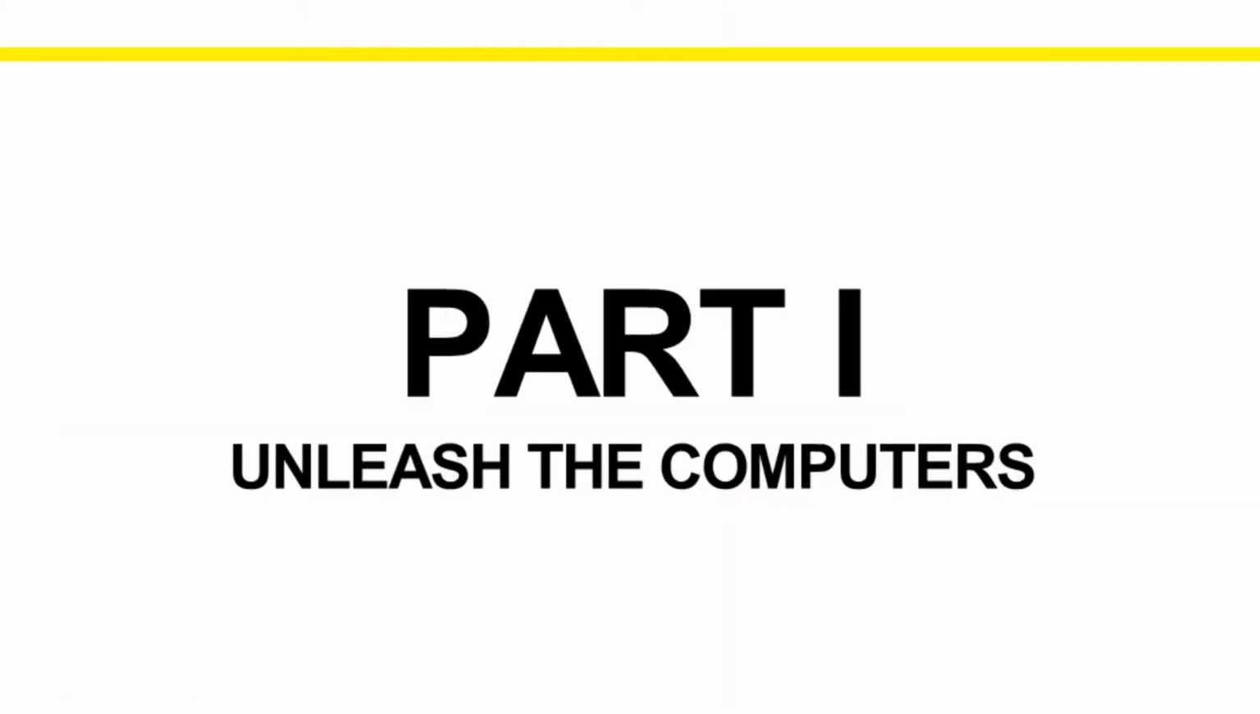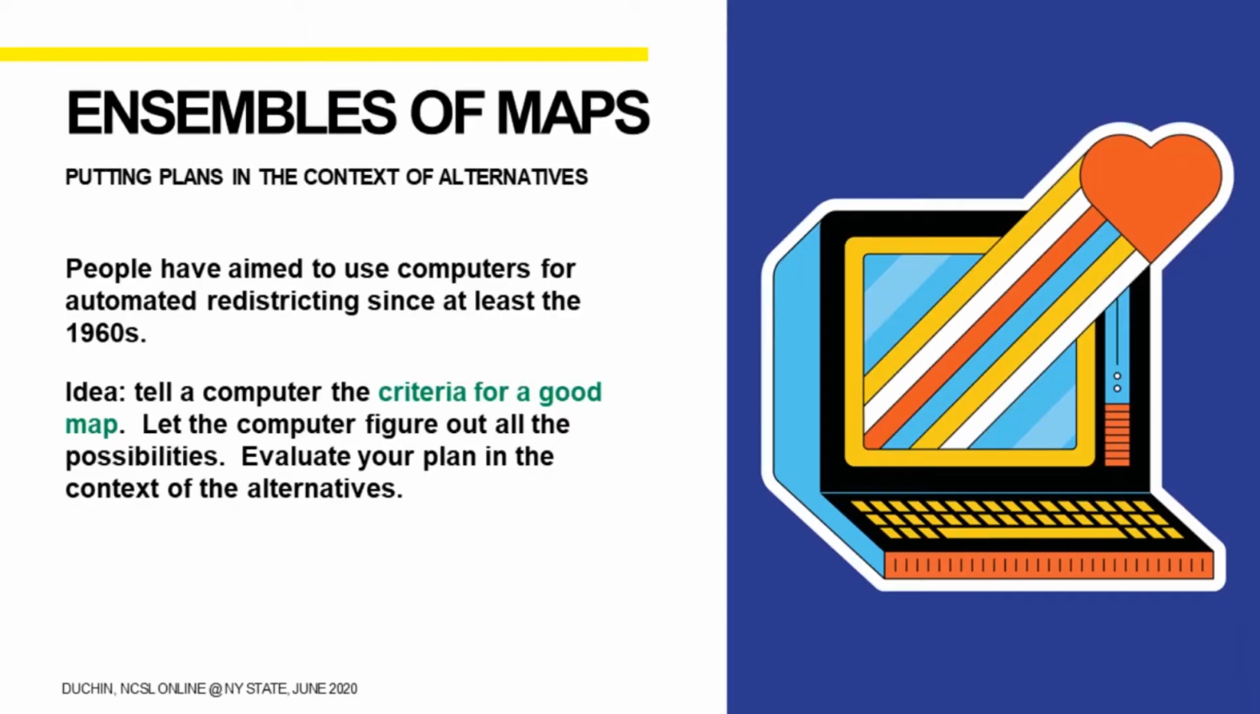The first part of my remarks I called Unleash the Computers. This is just a little bit of context of what computers bring to the table when you're thinking about redistricting. I'll be talking about something called the ensemble method, which broadly is taking a redistricting plan and putting it in the context of what else you could have done. Not an abstract ideal, but the actual other possibilities.